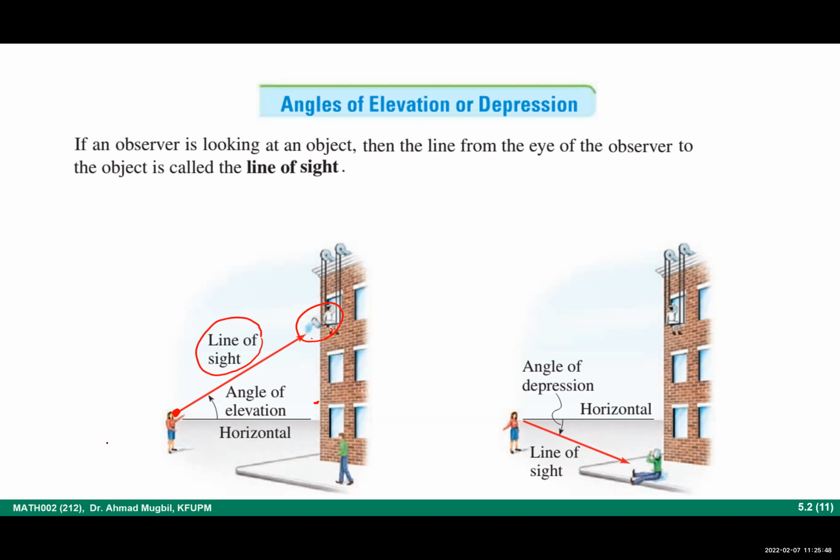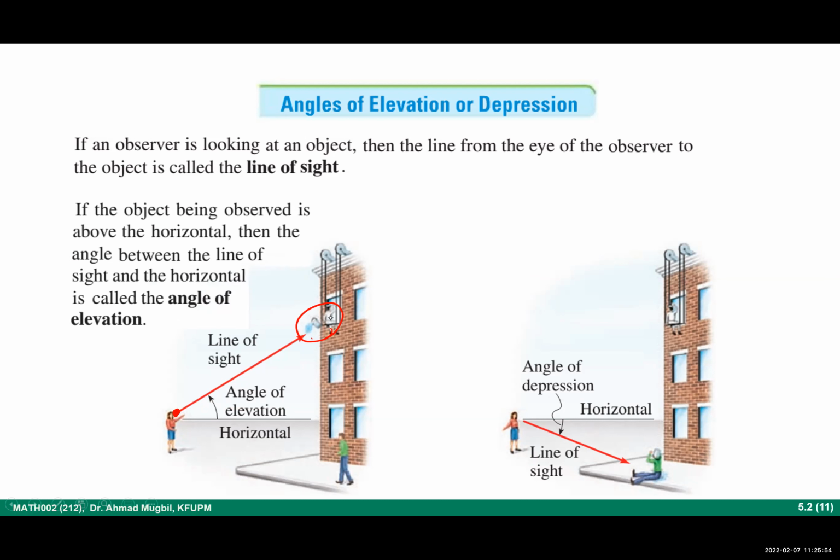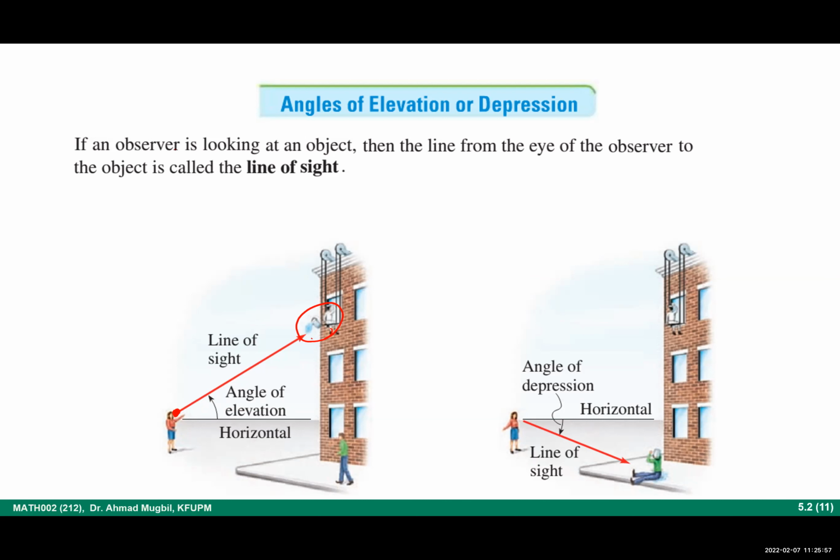What do we mean by the line of sight? The line of sight is the line from the observer's eyes to the object being observed. If an observer is looking at an object, then the line from the eye of the observer to the object is called the line of sight. So if the line of sight is above the horizontal line, we have what is called the angle of elevation. When you have a horizontal line and an angle like this, any angle of this type is called angle of elevation.